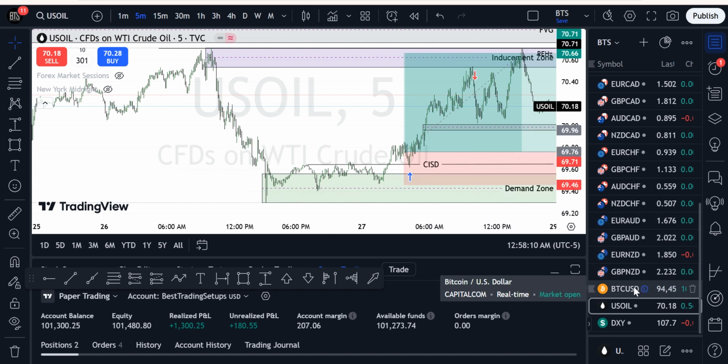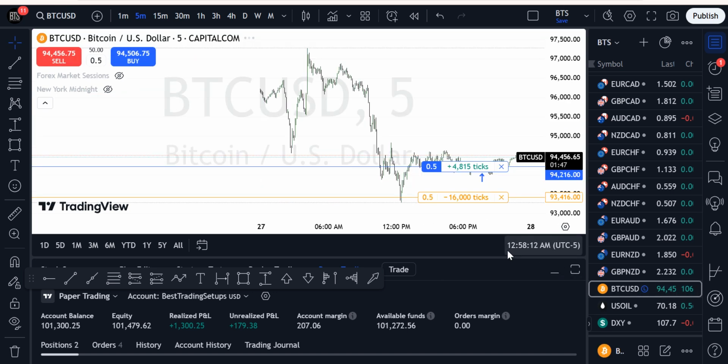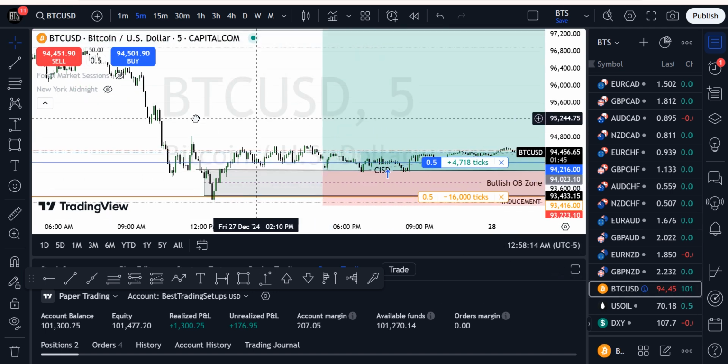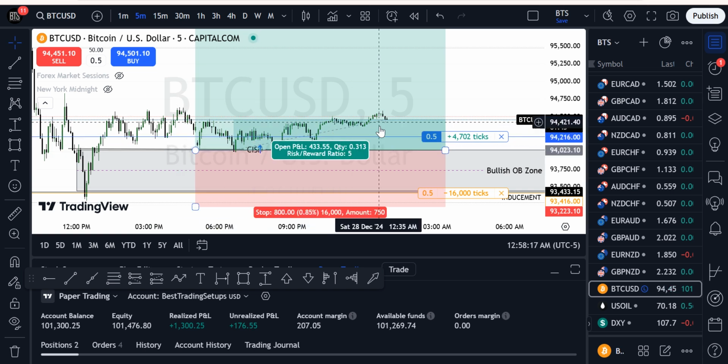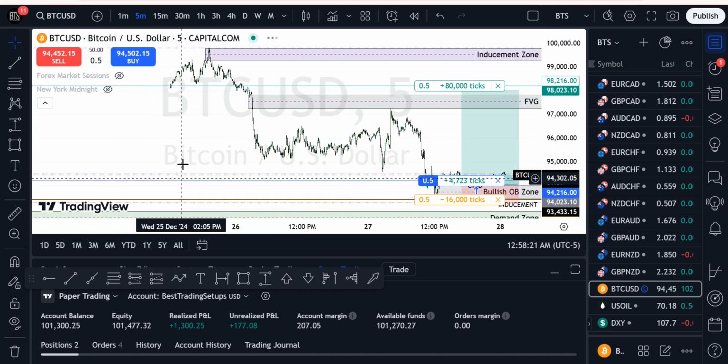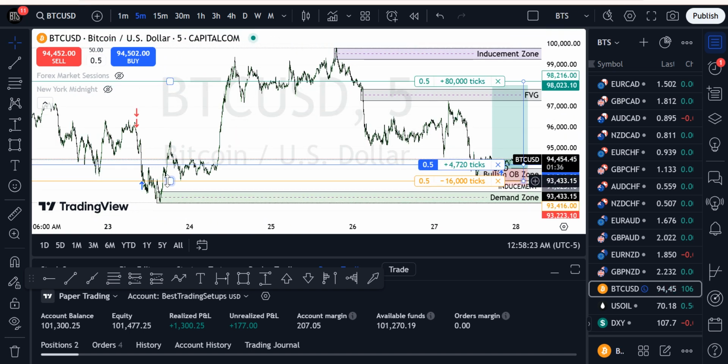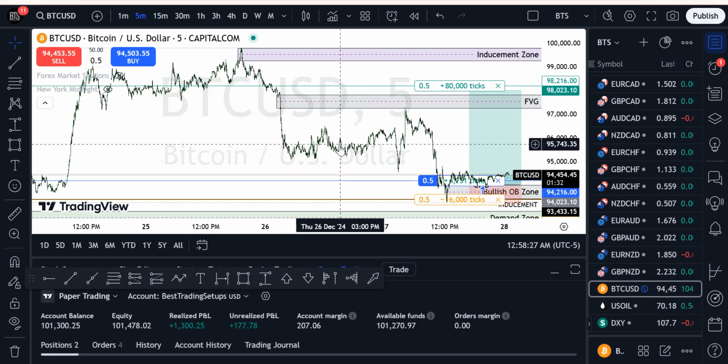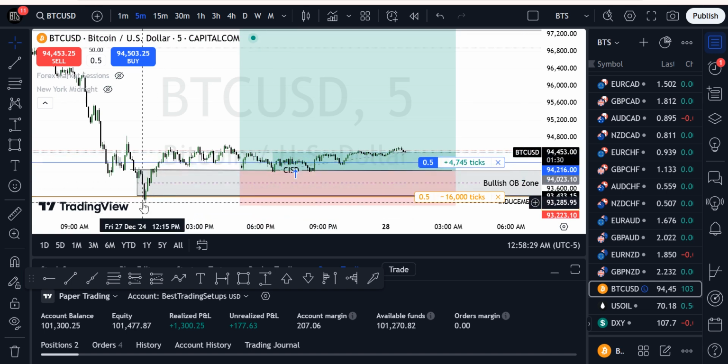Also, currently, I'm in a trade on BTC, and I also use CISD to enter the trade. As you can see, I'm expecting higher prices on BTC. We had an inducement level right here, this low. We swept this low, right? As you can see, we swept this low by a few ticks or a few pips.